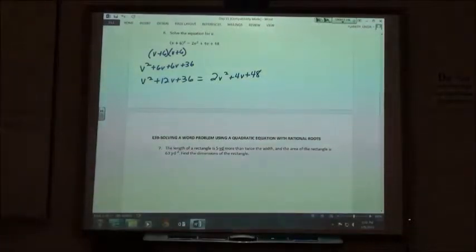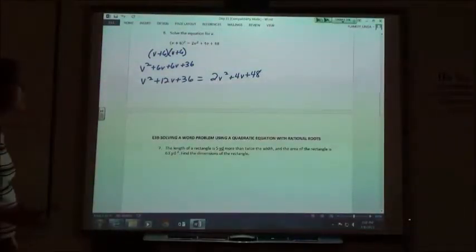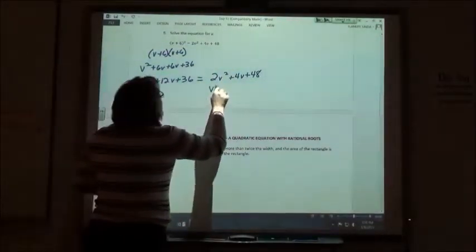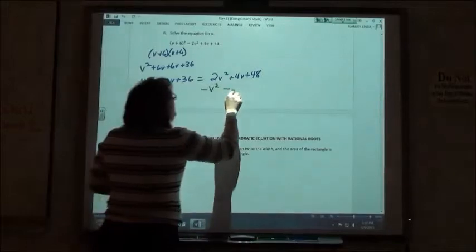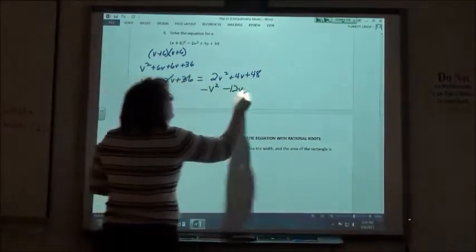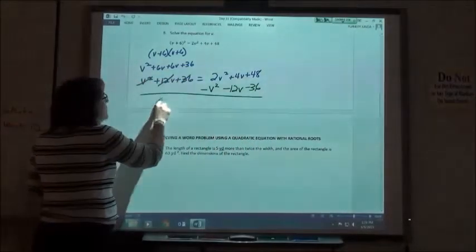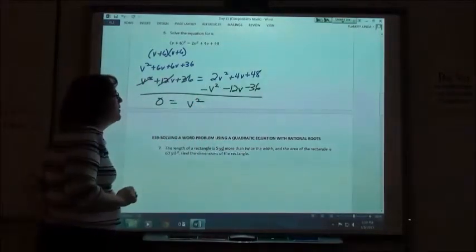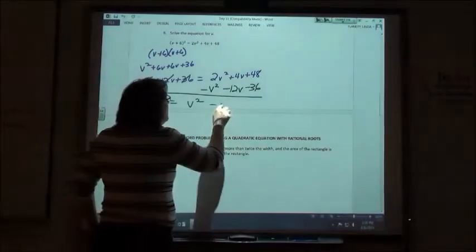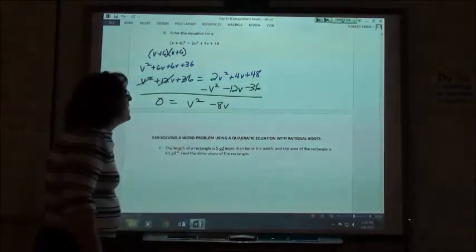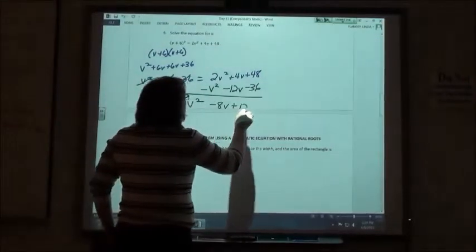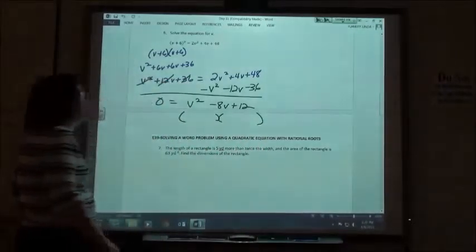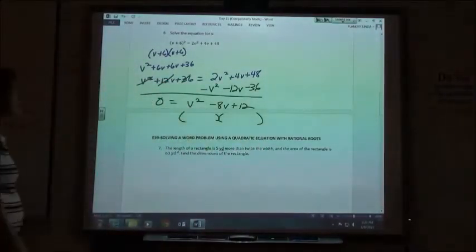Again, I want to set that equal to 0. I want my v squared term to stay positive, so I want to move these over here. I'm going to minus my v squared, I'm going to minus my 12v, and I'm going to minus my 36. 2v squared minus v squared is v squared. 4 minus 12 is minus 8v in the middle. 48 minus 36, positive 12 on the end. I've got room to factor. I'm going to keep writing down the page. You might want to rewrite it on the side, depending how big you wrote.